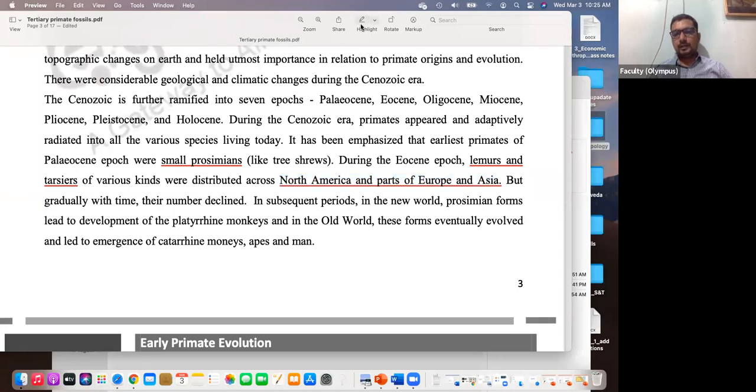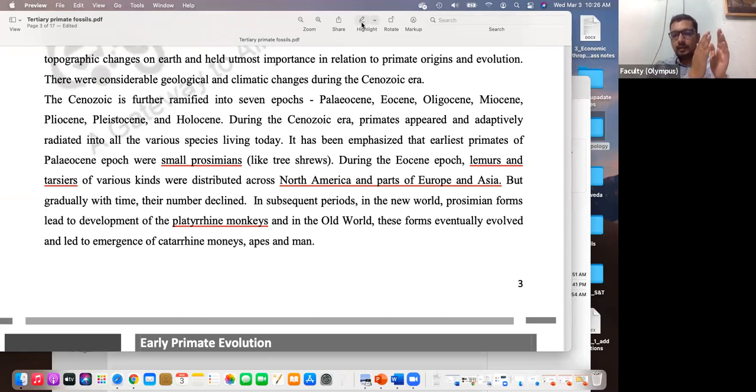But what happened over a period of time? They started decreasing. They could not adapt very well to the environmental conditions. So what happened in the forthcoming periods? Prosimian forms led to the development of platyrrhine monkeys that we talked about, old world monkeys and new world monkeys. So eventually, from these old primitive monkeys, old world and new world monkeys originated in the further periods.